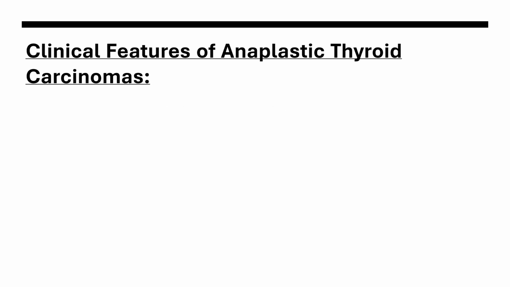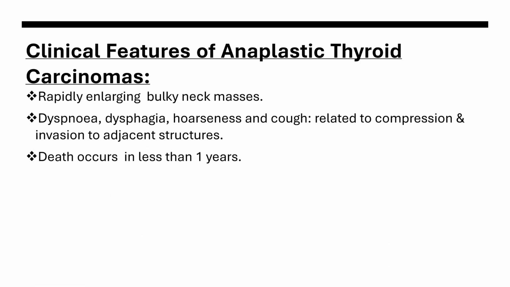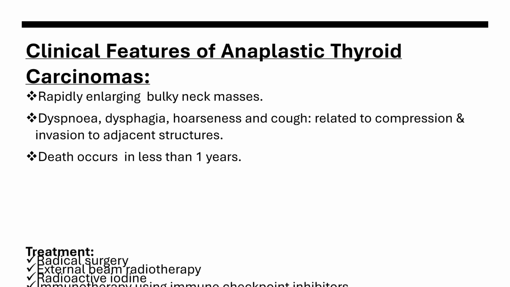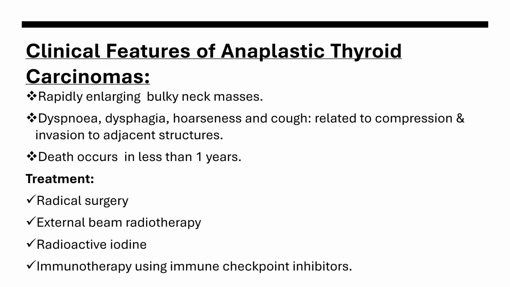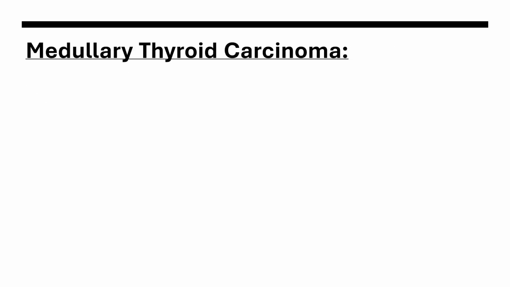And various clinical features associated with anaplastic thyroid carcinomas are a rapidly enlarging bulky neck mass, and these masses will compress and invade the adjacent structures, which results in symptoms like dyspnea, dysphagia, hoarseness, and cough, and death may occur in less than 1 year. Treatment could be radical surgery, external beam radiotherapy, radioactive iodine, and immunotherapy using immune checkpoint inhibitors.